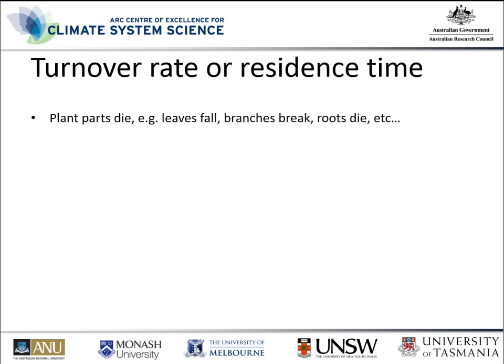Okay. So once the carbon is in my plant, how is it going to be recycled by the litter and soil? So basically, as you all know, plant parts die, so the leaves fall, the branches break if it's windy, some roots die because it's too dry and they become useless, etc., etc.